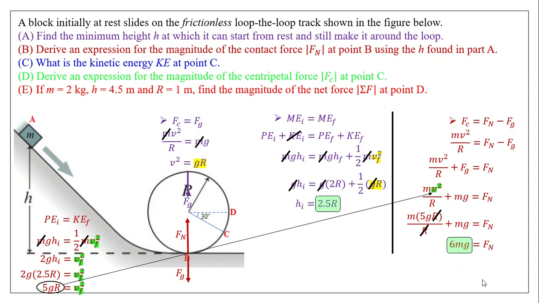All right, let's do part C. Oh, I forgot. I made a note here. The apparent weight, which is F_N, will always be greater than F_g at the bottom of the loop. Okay, so keep that in mind in case you get a conceptual question.